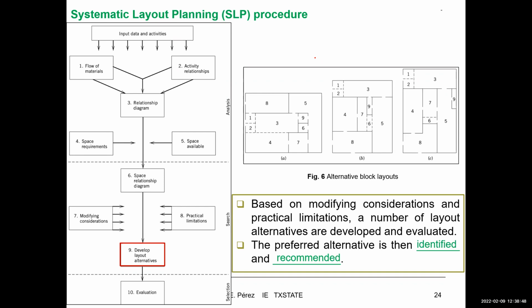Okay, so based on different configurations, if you have a restricted area, you want to accommodate those departments the best way possible, so that the communication between areas is there for those that have a very high relationship score. But still you want to meet the space requirements. Okay, so that's the SLP or systematic layout planning procedure.